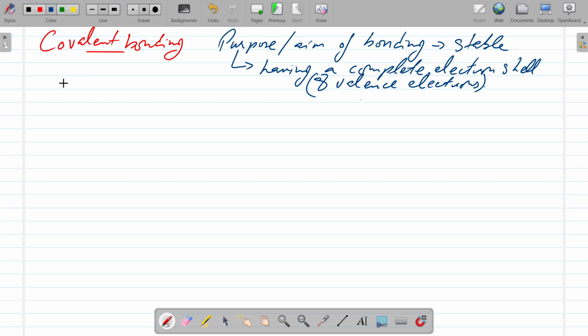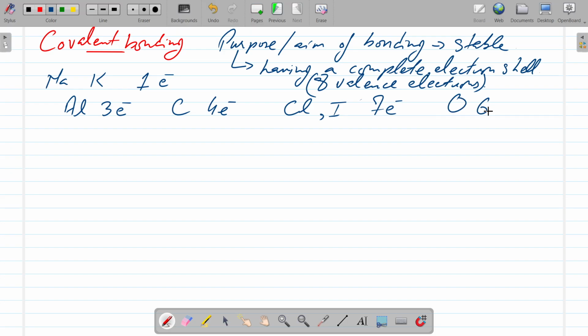So we know, for example, group 1 elements, sodium and potassium, only have one outermost electron. And you've got aluminum that has 3 electrons in the outermost shell, and you've got carbon with 4 electrons. And so none of these guys have a complete outer shell. None of them have 8 electrons. Even the chlorine and the iodine that we were talking about have 7 electrons, and so they're still not full. Oxygen has 6. The only guys in the periodic table that have a full shell from the get-go are the noble gases.